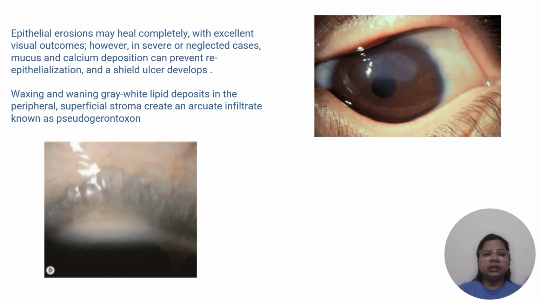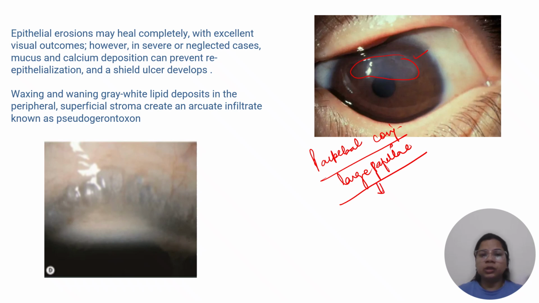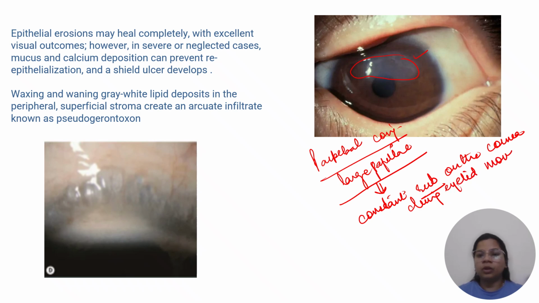Next we'll see how an ulcer forms due to this. Since we can see that on the palpebral conjunctiva there is a presence of large papillae formation, what do these large papillae do? They constantly rub on the cornea during eyelid movement, and due to that, it forms epithelial erosions.